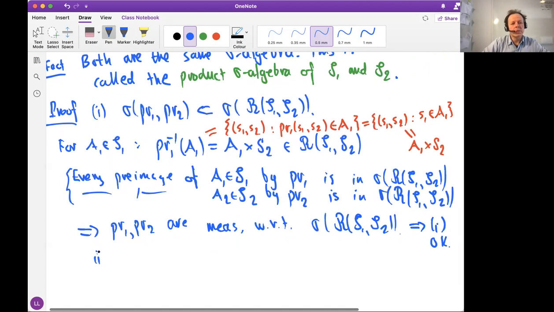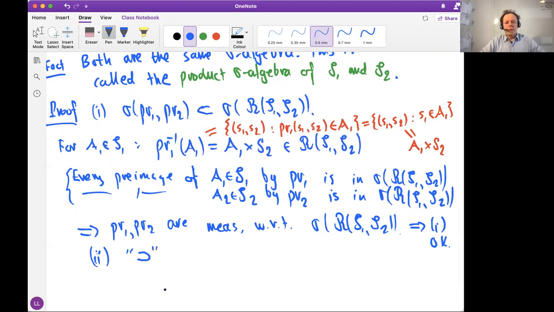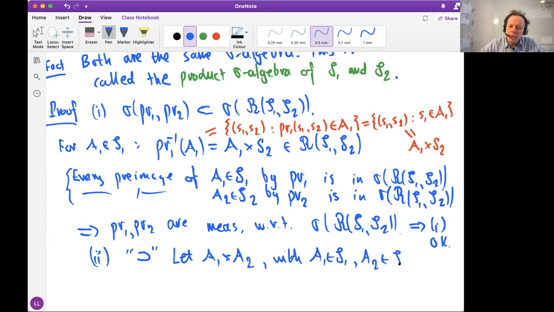What about the other direction? This direction. Now we think, okay, then we should look at a measurable rectangle. So let's look, what can we say about the measurable rectangle of the form A1 times A2, with A1 being measurable in S1 and A2 being measurable in S2? Then what?